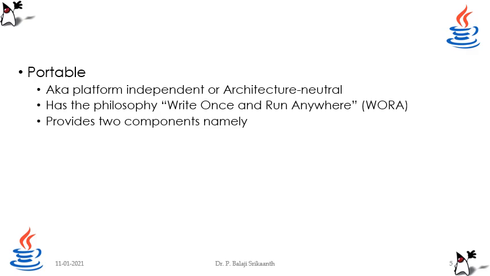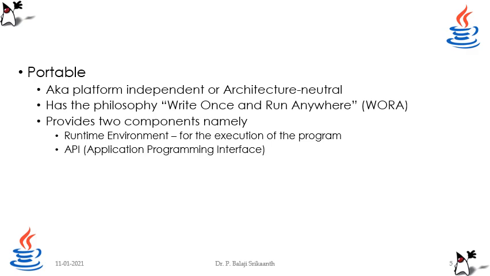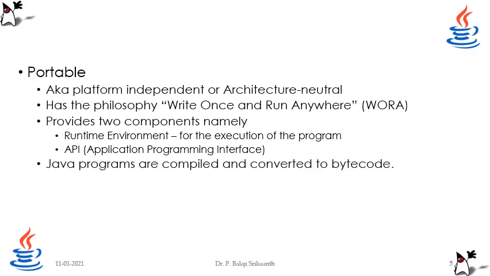To achieve this, Java provides two components, namely a runtime environment for the execution of the program, and an application programming interface. Application programming interface means Java gives you many built-in features, a huge library of functions. In the object-oriented programming paradigm, these functions are all called methods, using which we can write elegant code.